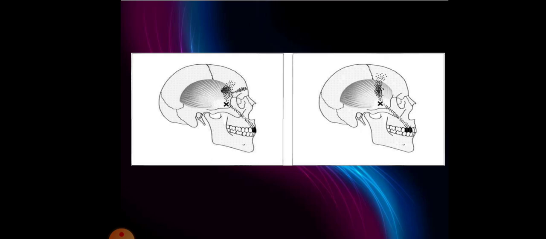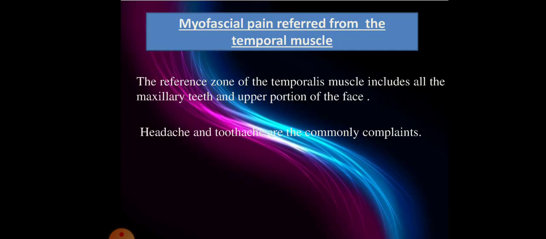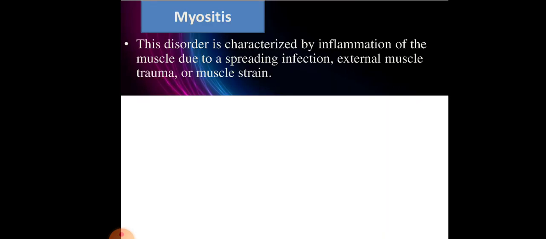So this is the distribution of the myofascial pain. Myofascial pain is referred from the temporal muscle. The reference zone of the temporal muscle includes all the maxillary teeth and upper portion of the face. There is headache, there is toothache, which are the common complaints in myofascial pain.